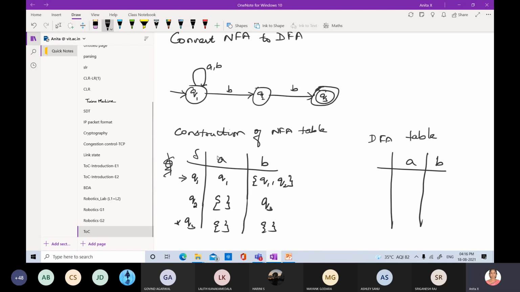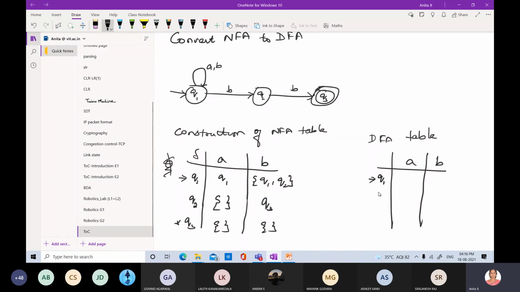For a specific input symbol, I should have a transition to only one state. We can start with the start state, that is Q1. From Q1, I'm going to refer to this transition table only. I'm not talking about this NFA diagram. The transition diagram I'm not going to use; I'm going to use the NFA transition table.